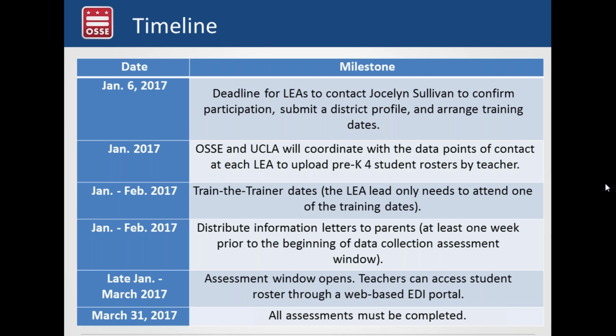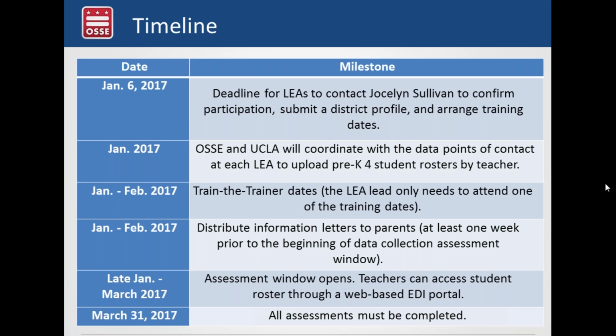The first is to contact me via email to let me know if you are interested. Contact me tomorrow to let me know if you are interested in participating in this data collection, which we're hoping all of you are. Once that's done, we will do several things.